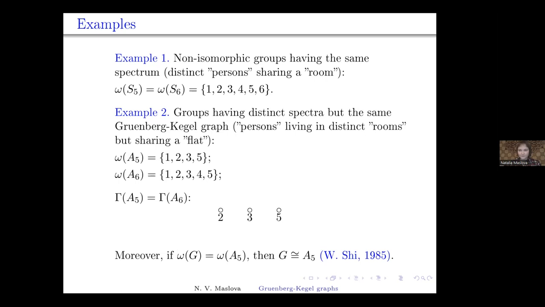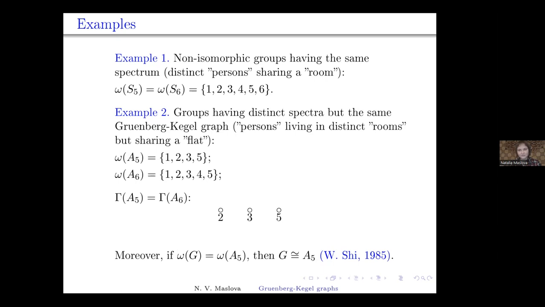At the same time, it is a result by Wu Zhixi more than 35 years ago that the alternating group on 5 points is uniquely determined by its spectrum. So this group has its own room. At the same time, the alternating group on 6 points shares its room with infinitely many neighbors.